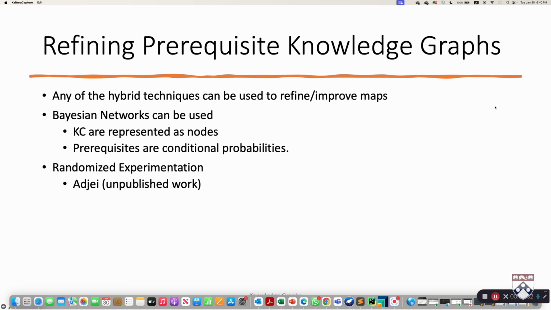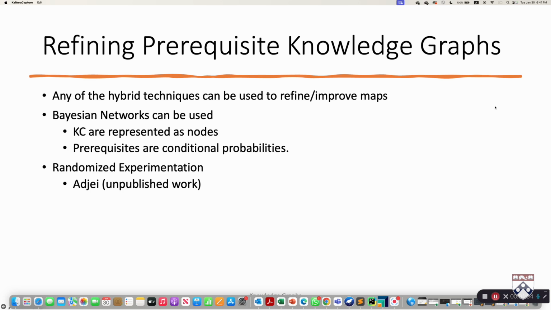A number of experiments have been conducted to test the goodness of fit and the usability of Bayes nets to refine knowledge graphs, and it works. Okay. In other cases, and this work I'm going to present is not published yet.